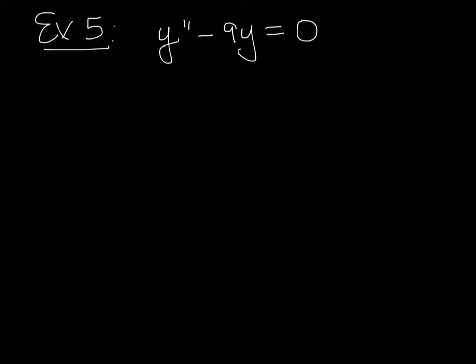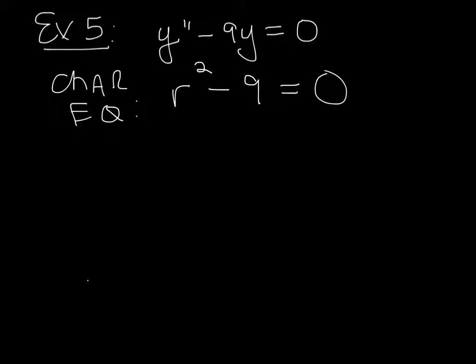Okay, let's try another example. So here's our second order differential equation, homogeneous equation. Our characteristic equation is going to be r squared minus, no derivative, right? So it's going to be 9 equals 0.